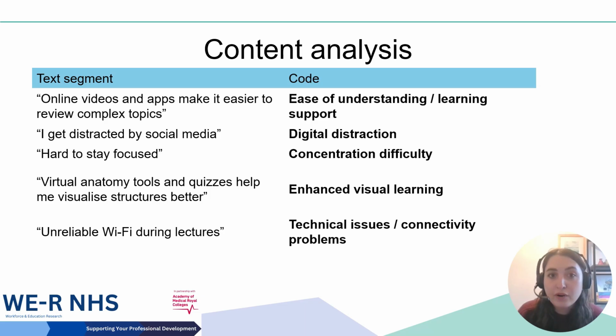The next step involves assigning short descriptive codes to each unit, and you can see an example of that in the table here. So this is where we have one idea on the left, where somebody has said, online videos and apps make it easier to review complex topics. And this has been assigned the code ease of understanding or learning support. Similarly, in the example below, somebody has said, I get distracted by social media. And this has been coded as digital distraction.